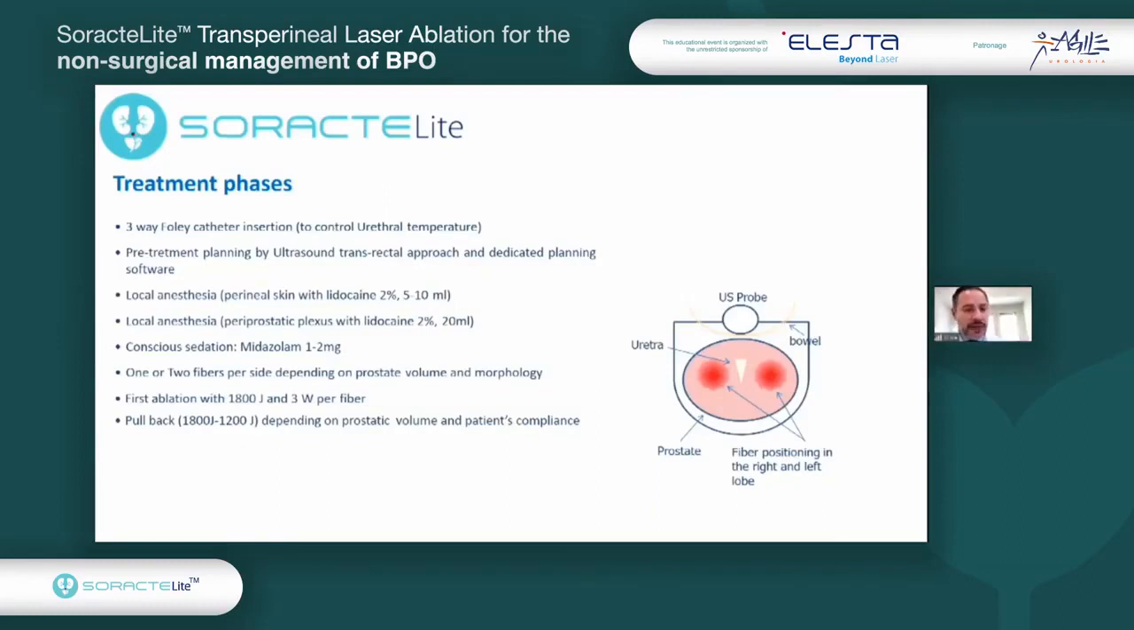Then it is the moment to place the fibers, and we will use 1 or 2 fibers per side depending on the prostate volume and morphology. And then we will start with the ablation. Basically, the ablation is 1800 joules per fiber with 3 watts. And if necessary, we will always make a pullback technique, just 1 or 2 centimeters towards the apex, in order to treat the most apical part of the gland.